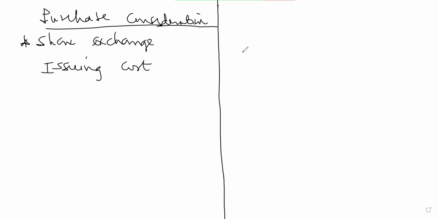If you don't want to make the issuing cost form part of the shares, what would have happened to the issuing cost?